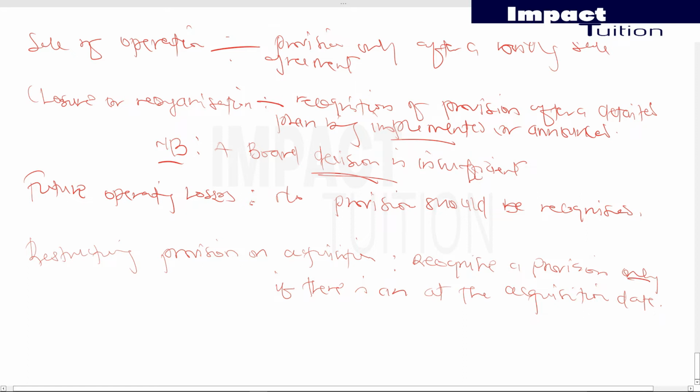Let's continue. For future operating losses, no provision should be recognized. And if we would restructure on acquisition, we should only have a provision recognized if there is an obligation at the acquisition date.